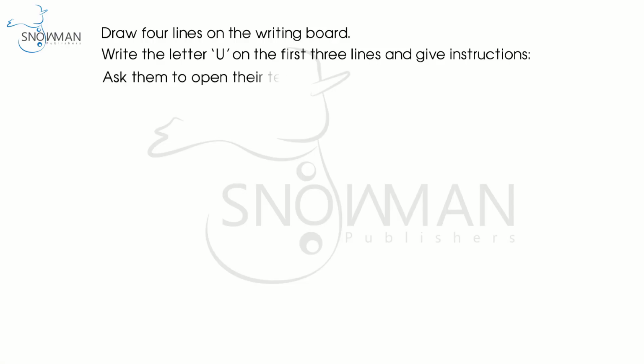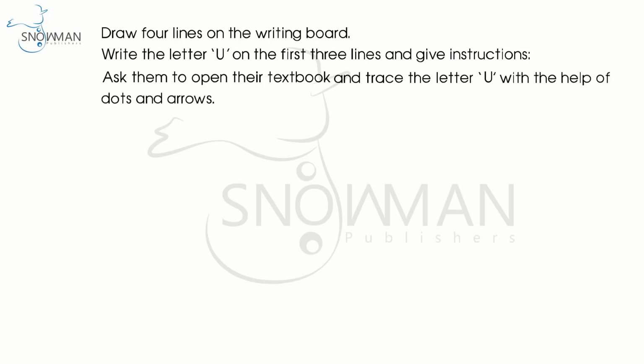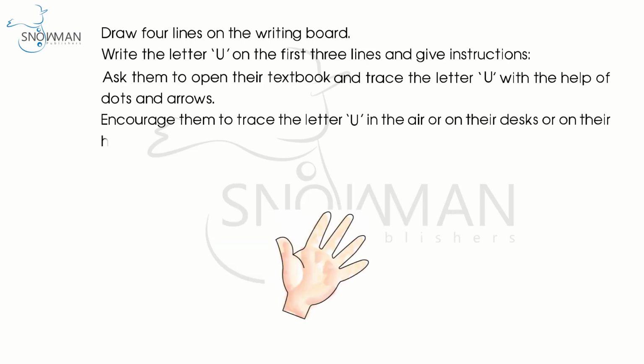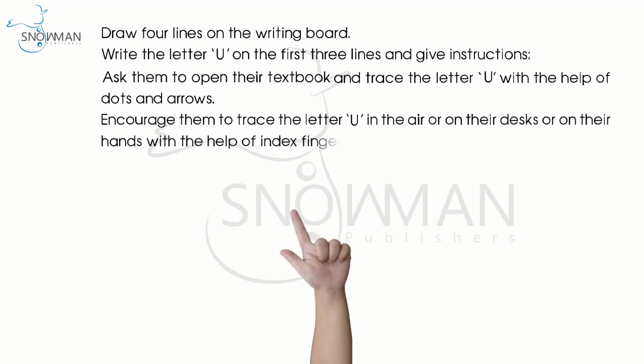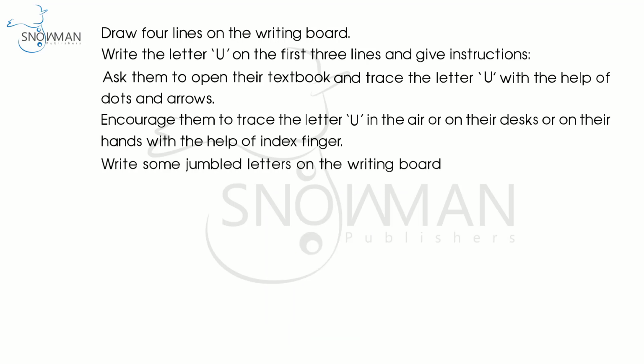Ask them to open their textbook and trace the letter U with the help of dots and arrows. Encourage them to trace the letter U in the air, or on their desks, or on their hands with the help of index finger. Write some jumbled letters on the writing board and ask the children to recognize U.